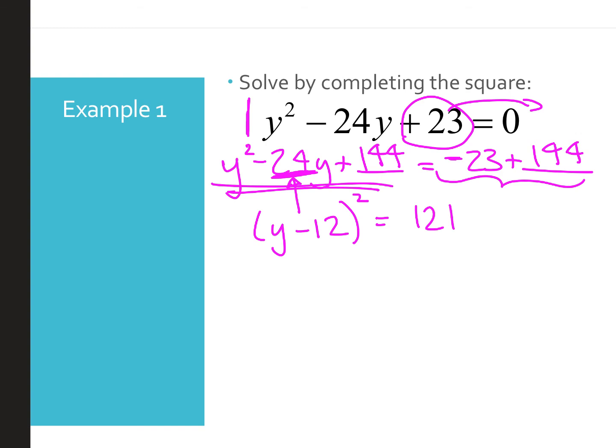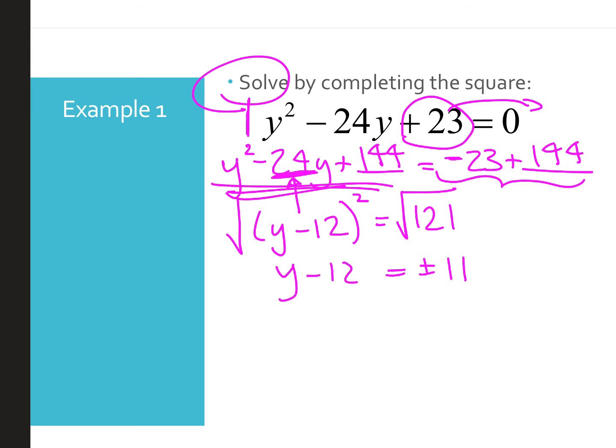All right, so now to solve this, again, this problem says solve. If all it had said was to complete the square, you would be done. But it does say solve, so we're going to take the square root of both sides, which means I get plus or minus 11 on the right. And over here on the left, I have y minus 12. If I move the negative 12 over, I now have 12 plus or minus 11. So there are two answers for y. When you add, you get 23, and when you subtract, you get 1.